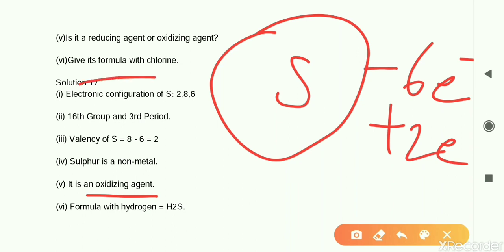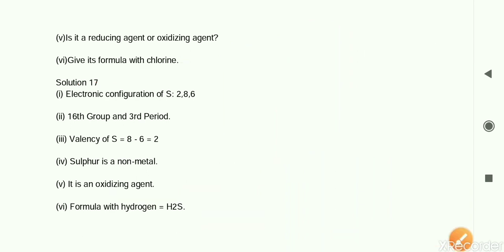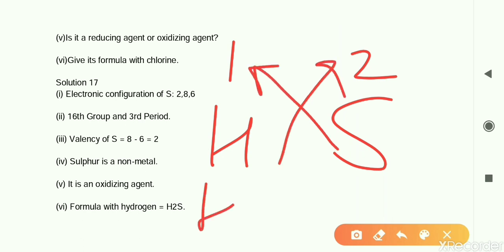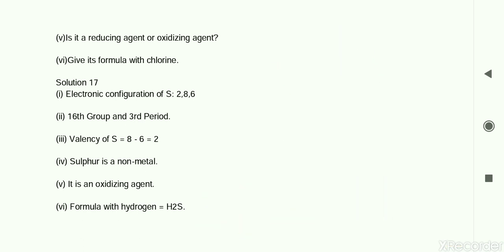Next one, give its formula with, sorry, the question is wrong, with hydrogen. The formula with hydrogen is H2S, because sulfur is having the valency of 2, hydrogen is having valency of 1. We'll transpose this and we'll get the answer H2S.